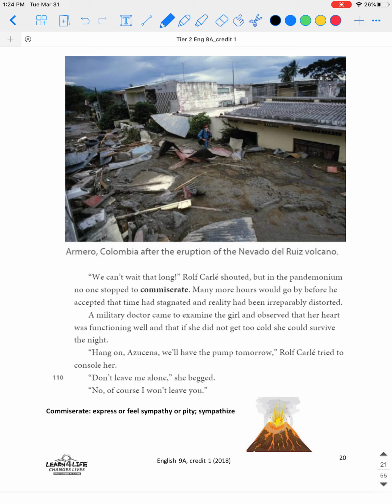So this is a picture of Colombia after the eruption of the volcano.